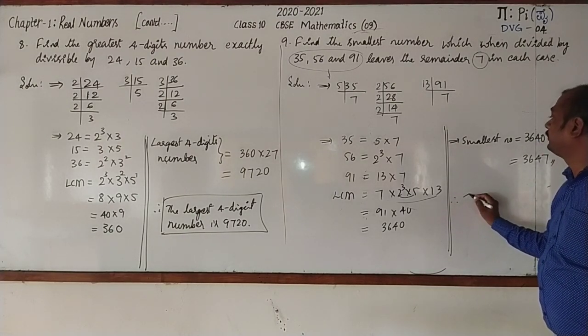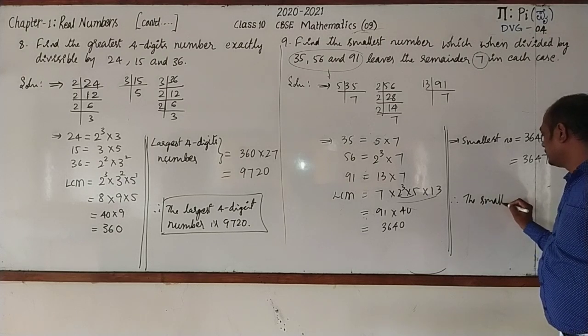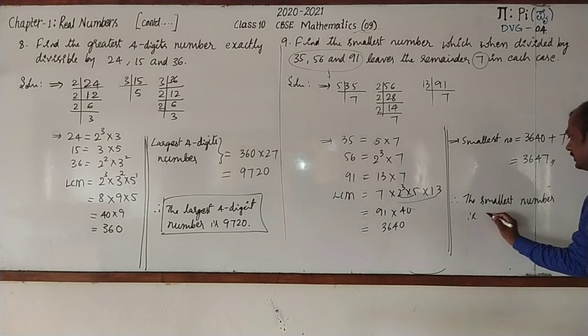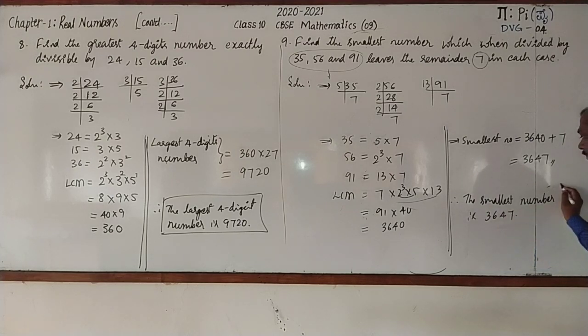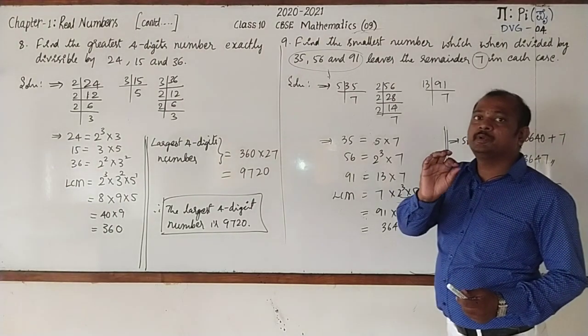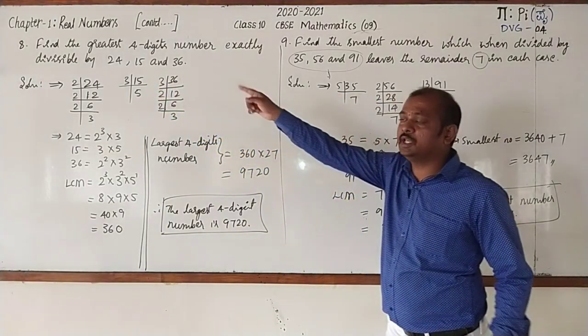Final conclusion. Therefore, the smallest number is 3647. Got it? These are all very important. Now please pause the video and copy from there to here.